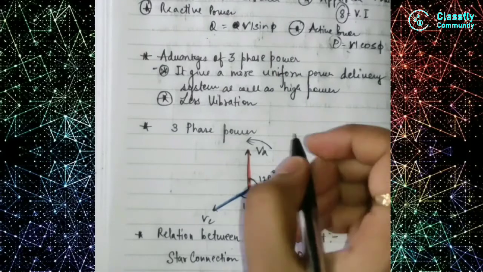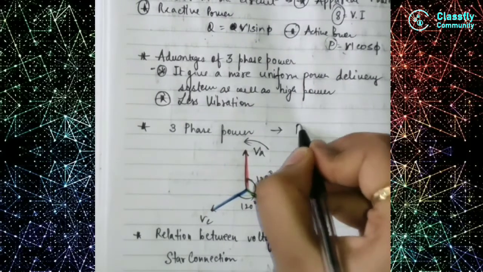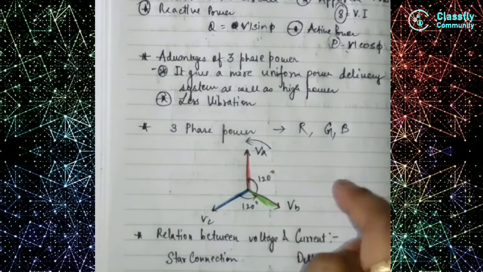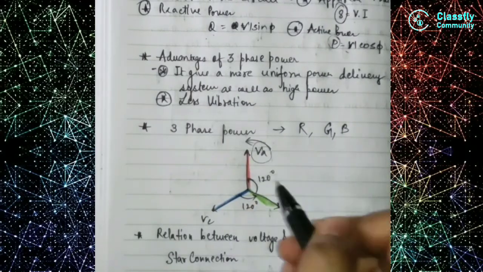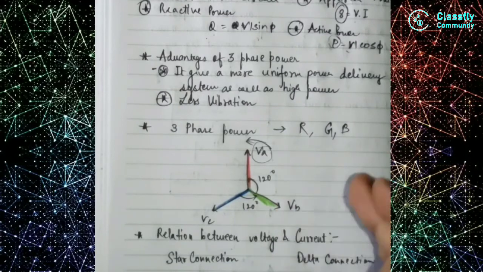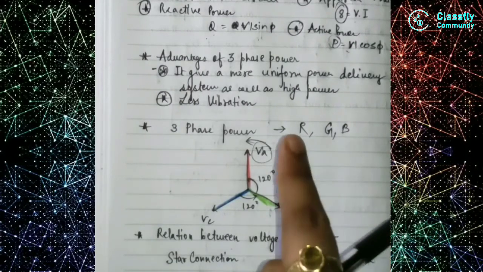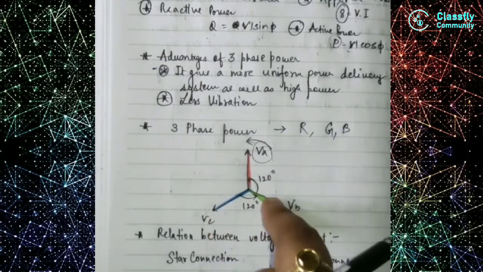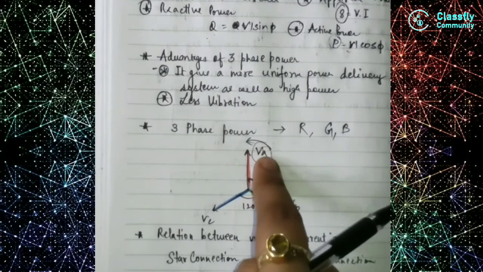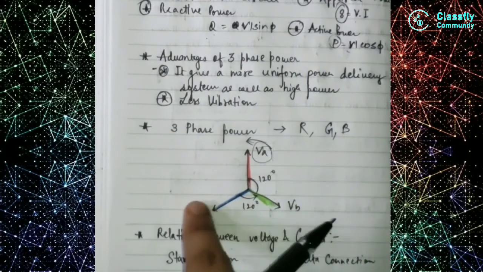In three-phase power there are three colors which are given. One is red, one is green, another is blue, and each of them differs by 120 degrees. So VA leads by 120 degrees from VB, whereas VC also lags by 240 degrees from VA. That means VA leads by 240 degrees from VC.